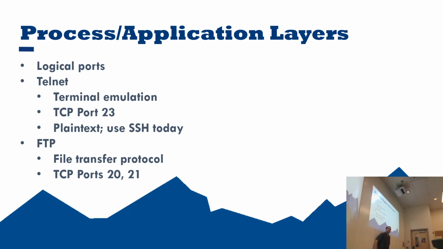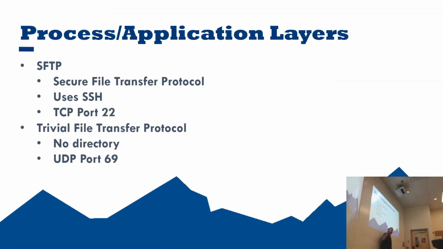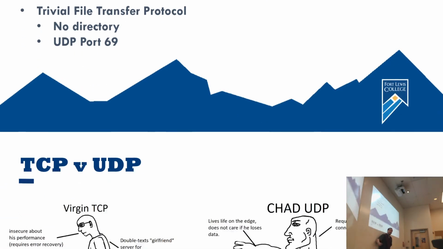So all the different protocols, we have telnet. Again, plain text. We're in an information security class now, so we probably shouldn't be using telnet. Is that fair to say? So instead, use SSH. File transfer protocol is also unencrypted. You'd use SFTP if you wanted something with encryption, and specifically, the type of encryption is SSH. Wouldn't even bother with trivial file transfer protocol.